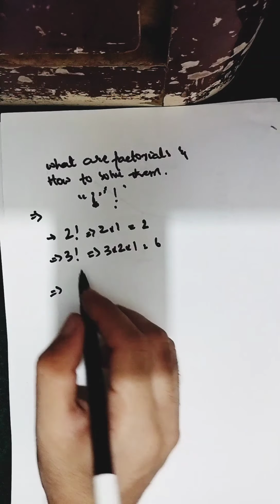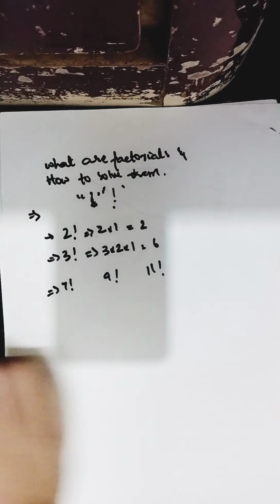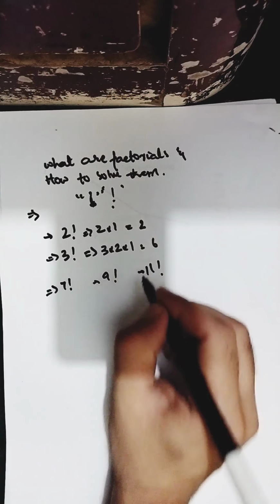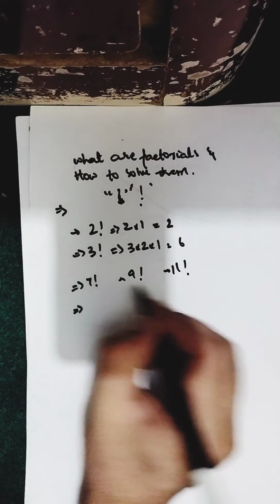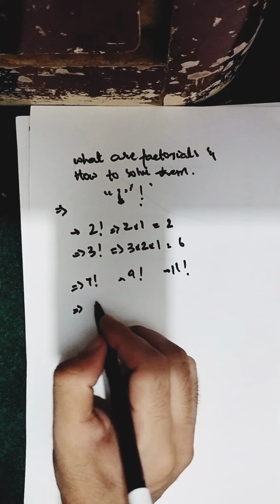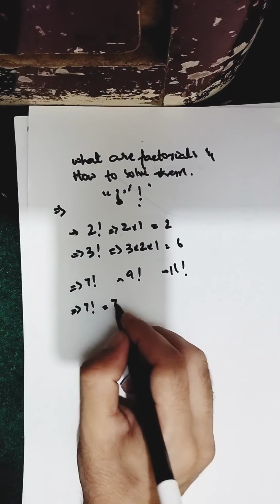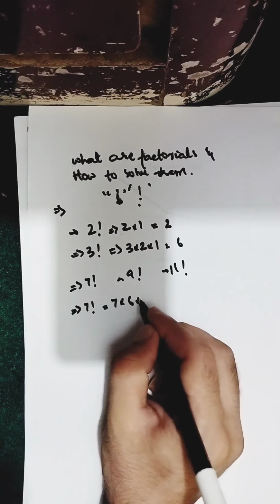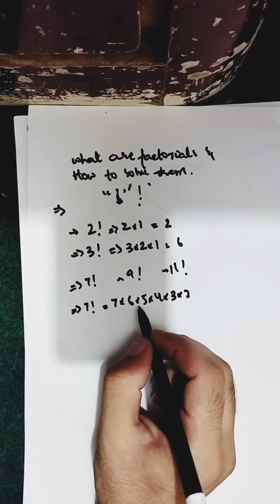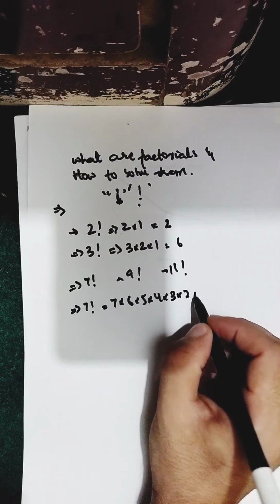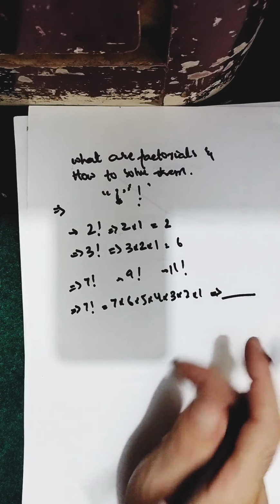So let's solve another example. What's the value of 7 factorial, 9 factorial and 11 factorial? A very simple question. As per the definition of factorial, let's solve these, first one being 7 factorial. Factorial is the multiplication of 7 with all the numbers lower than 7 till it reaches 1, which will be 7 multiplied by 6 multiplied by 5 multiplied by 4 multiplied by 3 multiplied by 2 multiplied by 1.